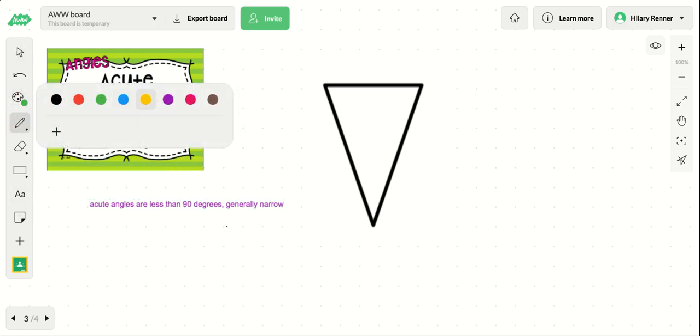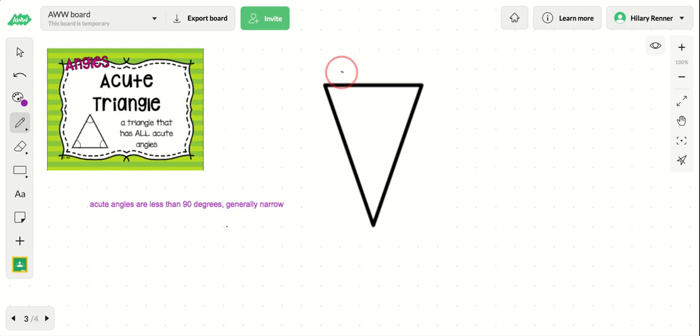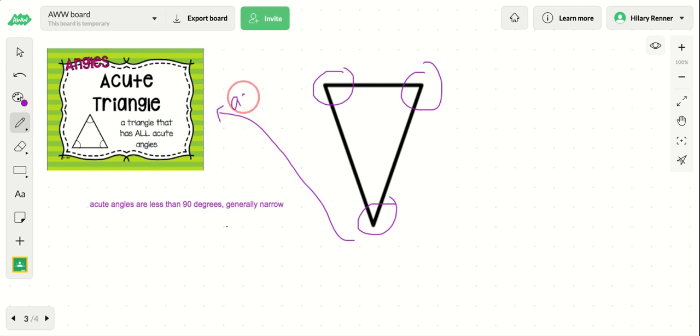So if we identify the acute angles, we know these are all smaller than 90 degrees. These three angles are all acute. So they're small and narrow. Okay, and they all look to be around the same measurement. They're not always like that, but you can generally tell that they're all small. None of them are exactly 90 degrees, and none of them are big wide angles. They're all narrow and small.